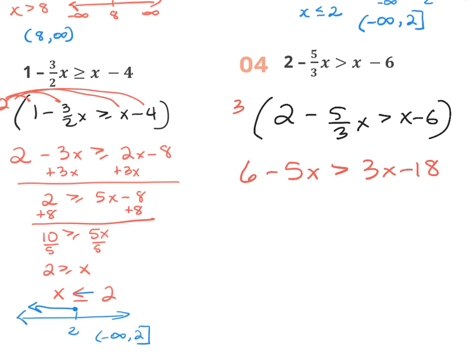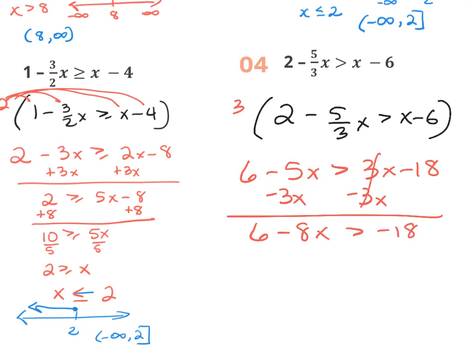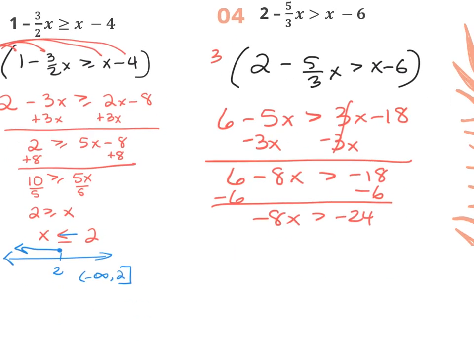Now, instead of moving my letter to the left and making it positive, I'm going to show you what happens when we divide by a negative number. So if I move the 3x to the left, I get negative 8x. Then I have to move the 6. And you can do either way on this. If you would have rather moved the 5 over, it works.